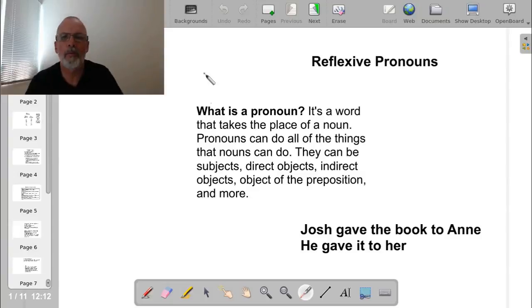Reflexive pronouns. What are pronouns? Well, before we ask what are reflexive pronouns, hi Carla from Peru, Julia from Oaxaca, Kevin, don't know where you're from.